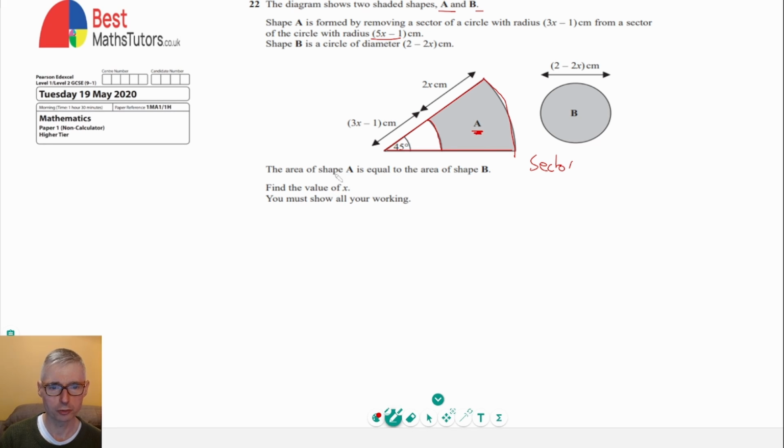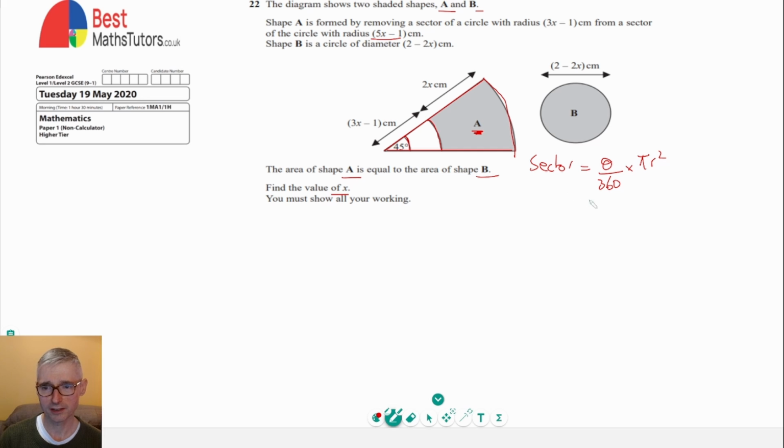And we're told that the two areas are equal. So area A is equal to area B. And we've got to then find out what is X in this case. So the first thing that we need to know is, what's the formula for the area of a sector? Well, the area of a sector is actually the angle that it's got, which is in this case 45 degrees, out of 360, and then times by pi r squared, which makes sense because pi r squared is the area of a circle. So really this whole area here is the fraction of a circle that the sector is.